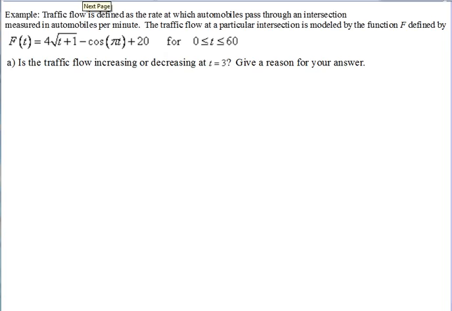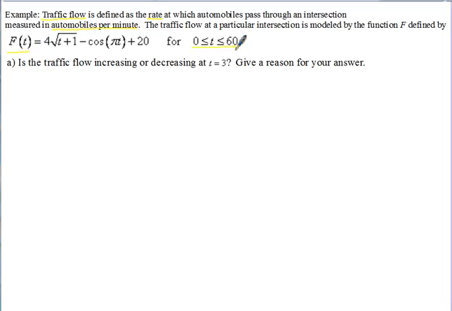Now let's take a look at some applied problems. It says traffic flow is defined as the rate, so traffic flow is the rate itself, at which automobiles pass through an intersection measured in automobiles per minute. The traffic flow of a particular intersection is modeled by this function f. So this represents traffic flow right here. And it applies from 0 to 60.